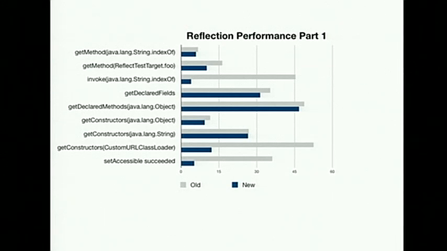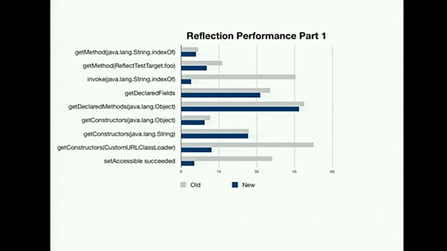Here's a graph of some of the performance improvements we specifically made. You can see that in some cases, some of the improvements were modest, but in other cases, like calling String.indexOf reflectively, it was like an order of magnitude improvement. The gray bars here are the old times, and the blue bars are the new times, and these times are actually microseconds. So, we're optimizing on the microsecond level here to bring you faster startup times on App Engine.